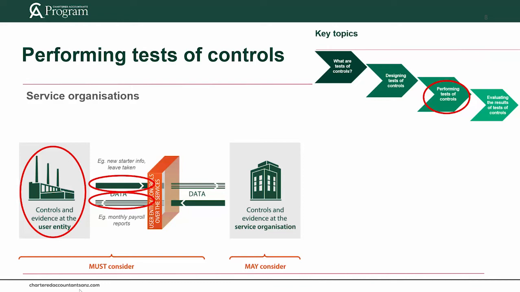If the answer is yes to both, then the auditor does not need to consider the controls at the service organization. Otherwise, the auditor would need to consider if there is a need to test the controls at the service organization.